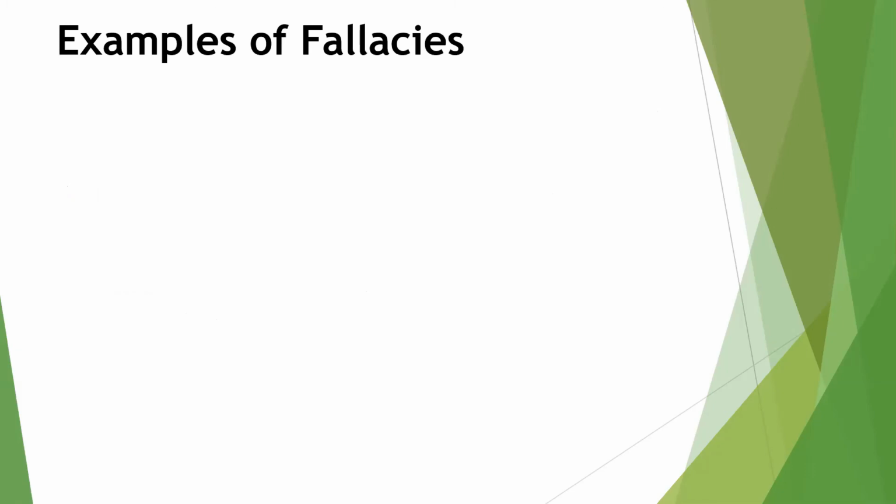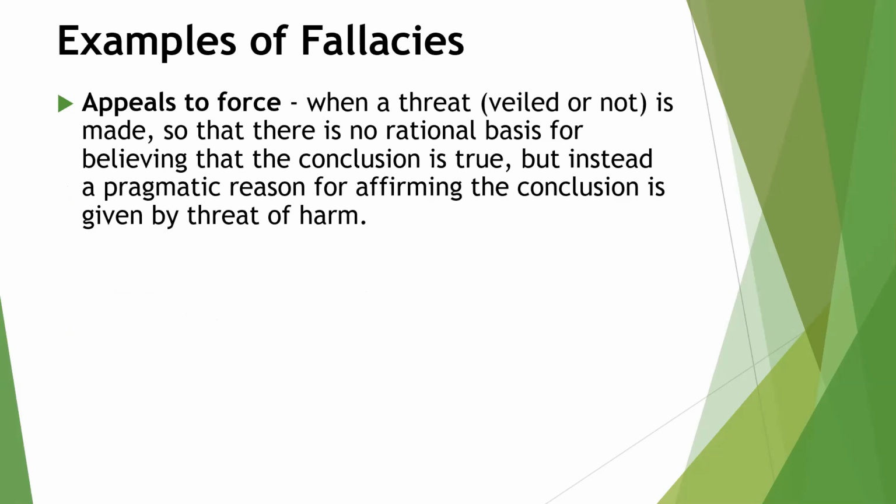Just a couple examples of fallacies. There are many more, and we're not going to take the time now to explore a wide variety of fallacies, but just here are a couple examples. So an appeal to force. So when there's a threat that is veiled or maybe even overt, and that's made so that there's no rational basis for believing the conclusion is true, but you might have a pragmatic reason for affirming the conclusion is true because of a threat of harm.